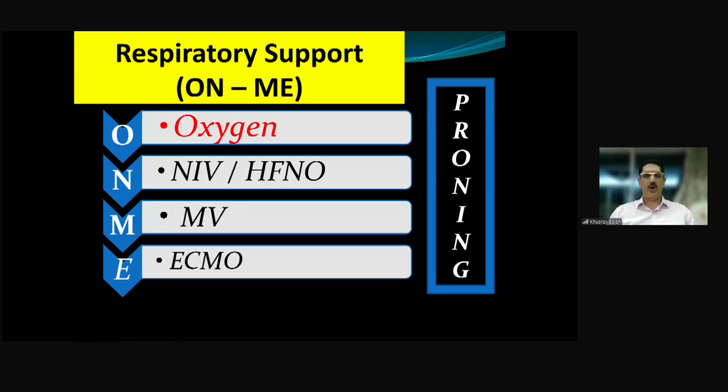Now coming to my talk, when we talk about respiratory support, I have made a mnemonic here: "ON ME". It contains oxygen, NIV or HFNO, mechanical ventilation, and then ECMO, and none of it can go without proning. So we are talking about a whole gamut of things we do for a patient in respiratory failure with hypoxemia and with CO2 retention.